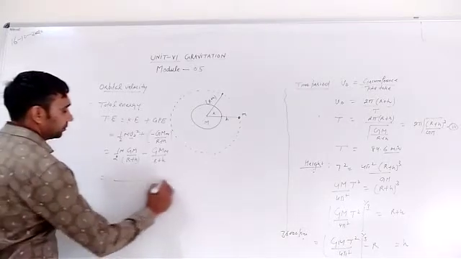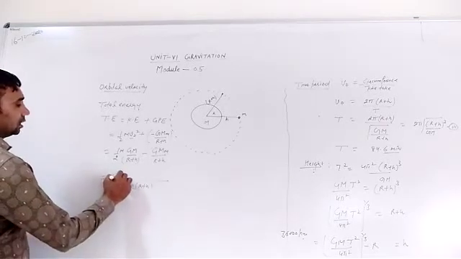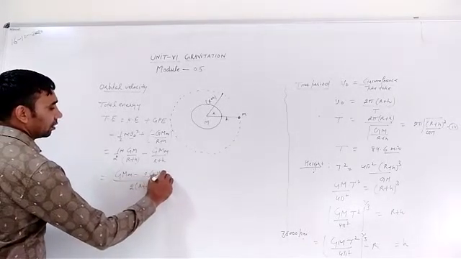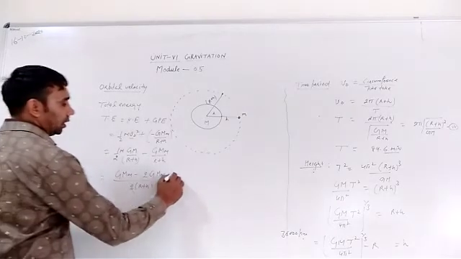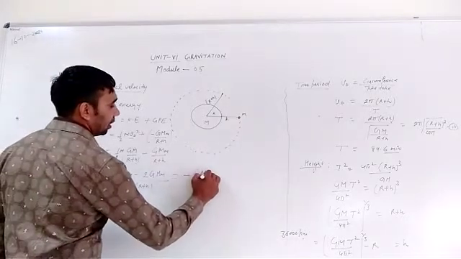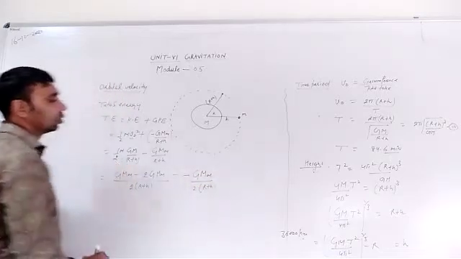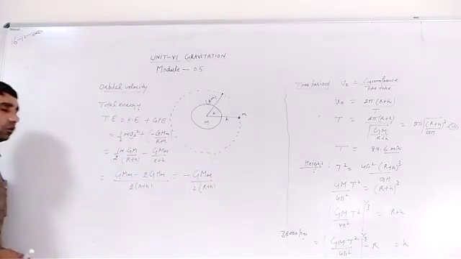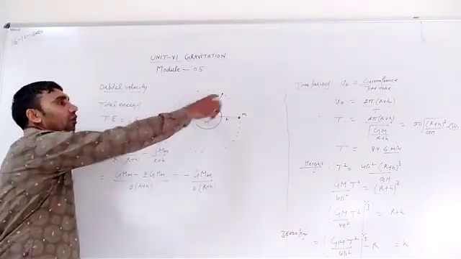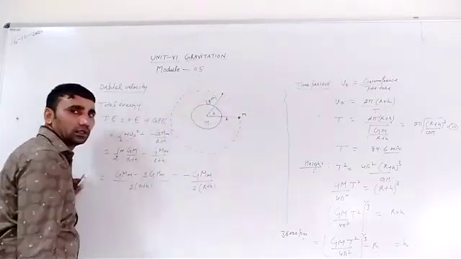Now, taking the LCM, we get 2(R plus h) in the denominator, with GMm minus 2GMm in the numerator. From this we get minus GMm upon 2(R plus h). This is the total energy of the satellite. The negative sign indicates that the satellite is bound to the Earth.